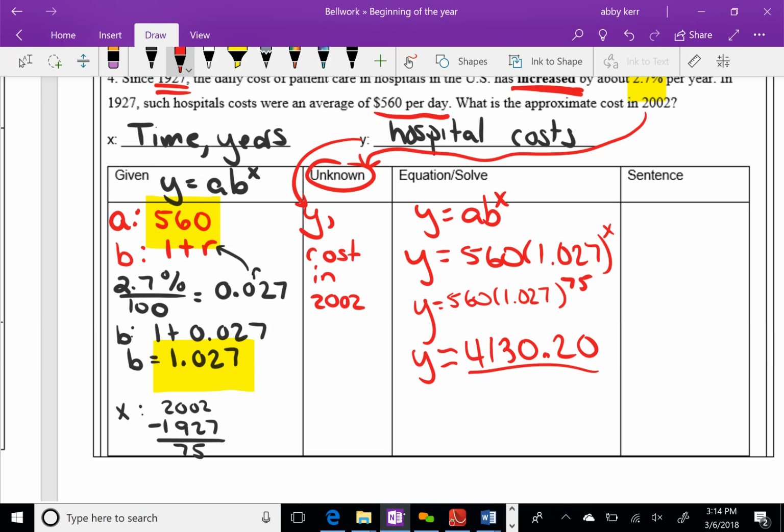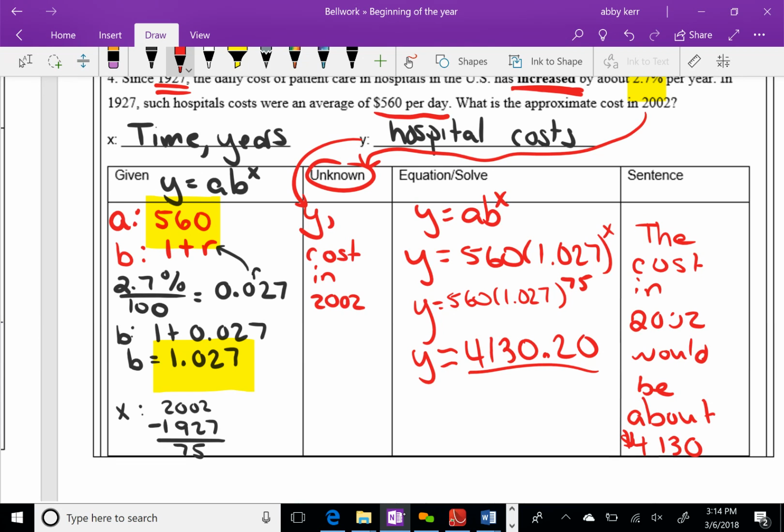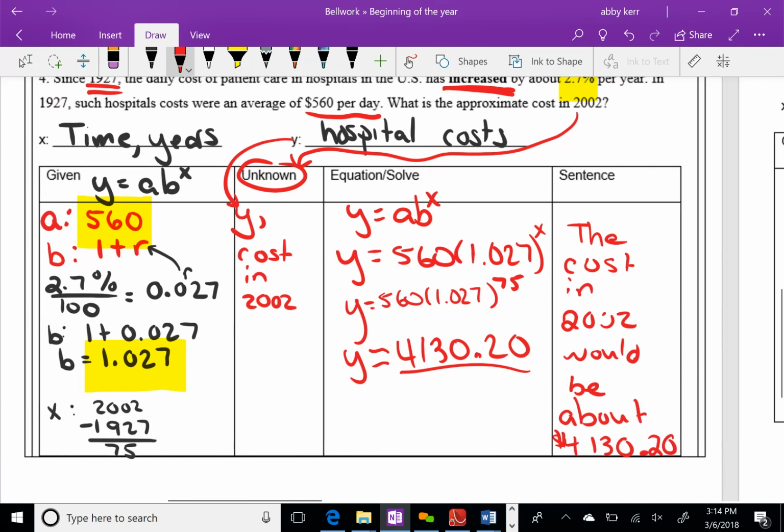So the cost in 2002 would be about $4,130.20.